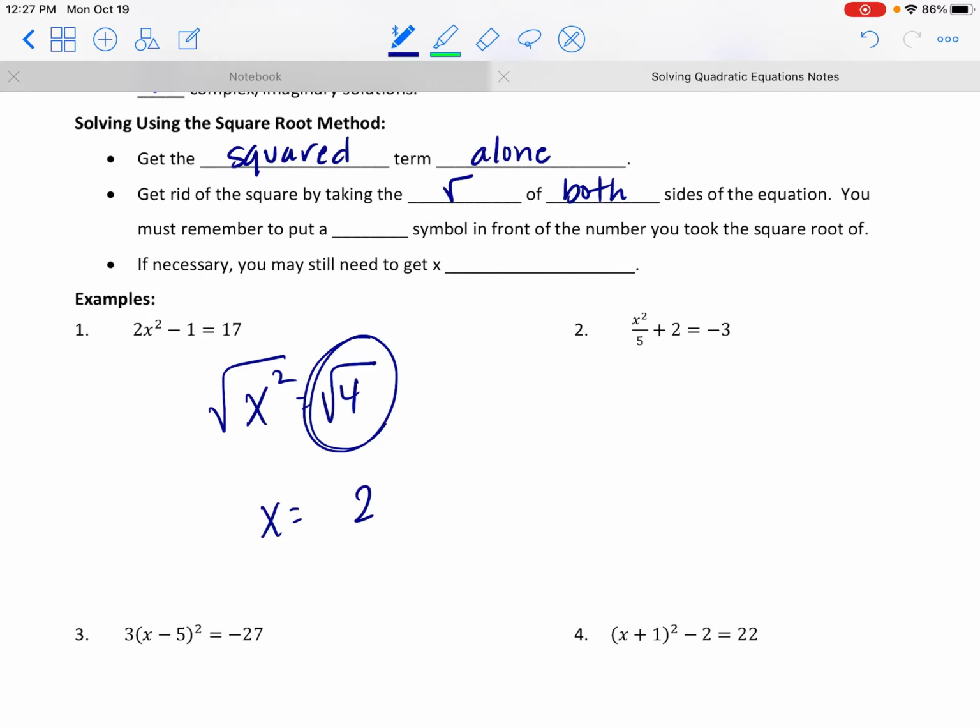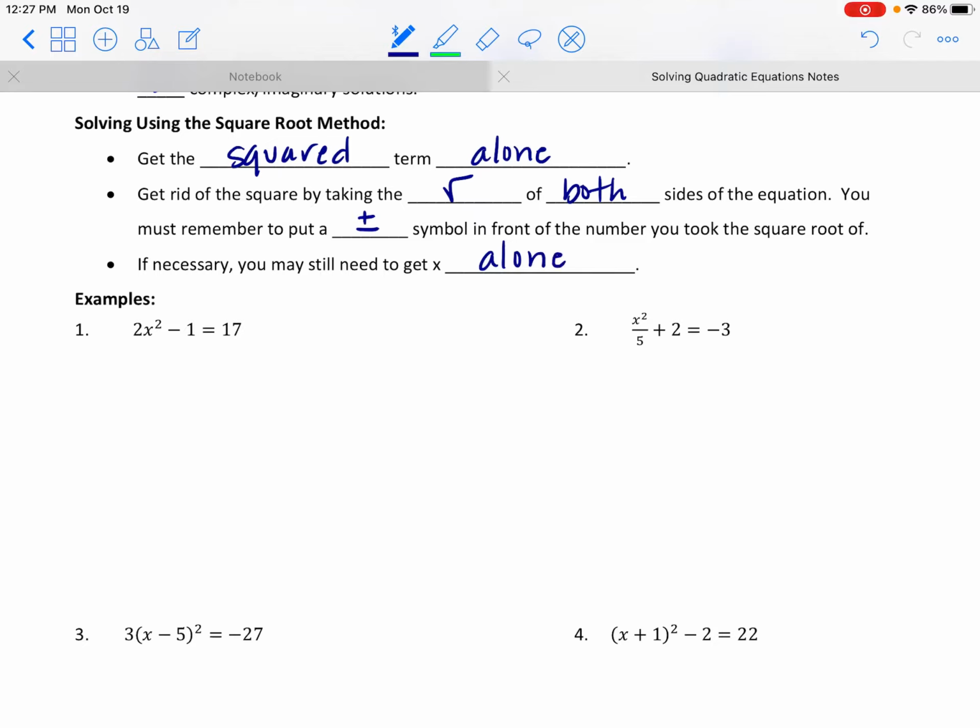But because we're really looking for what number squared is going to give us 4, we have to make sure that in the solving process, when we square root, we're going to put a plus or minus in front of the result. So we have to make sure to put a plus or minus in front of the result of the square root, okay? And then if necessary, we might still have to work on getting x alone, and we'll see some examples of that in a little bit, okay? And the nice thing about solving an equation is you can always check your work by plugging your answer in. So I'll show you how to do that with or without the calculator.